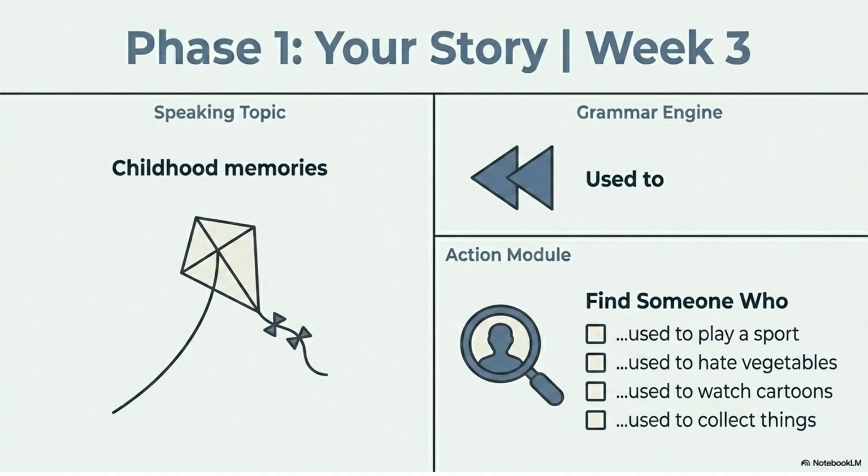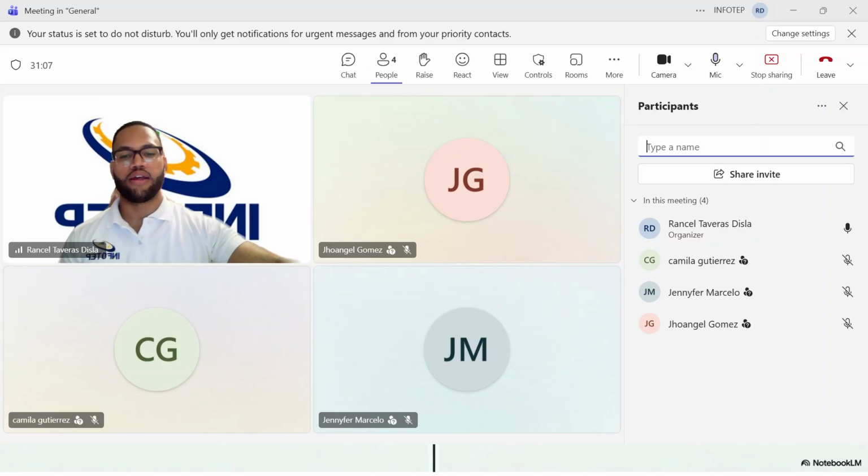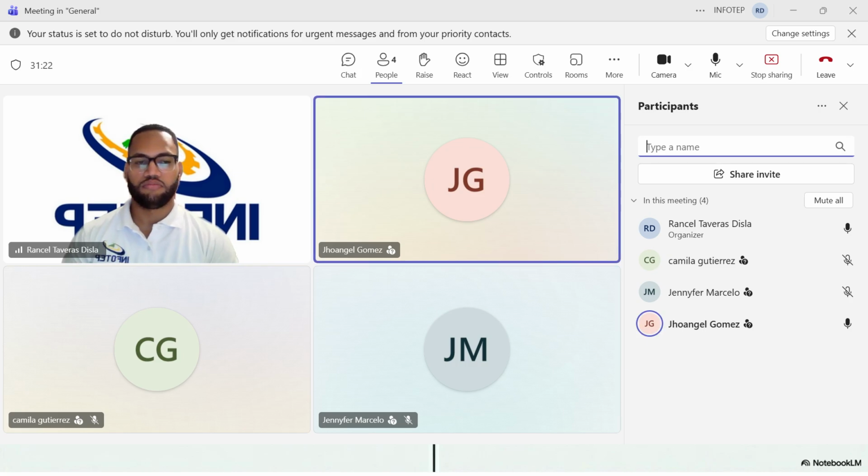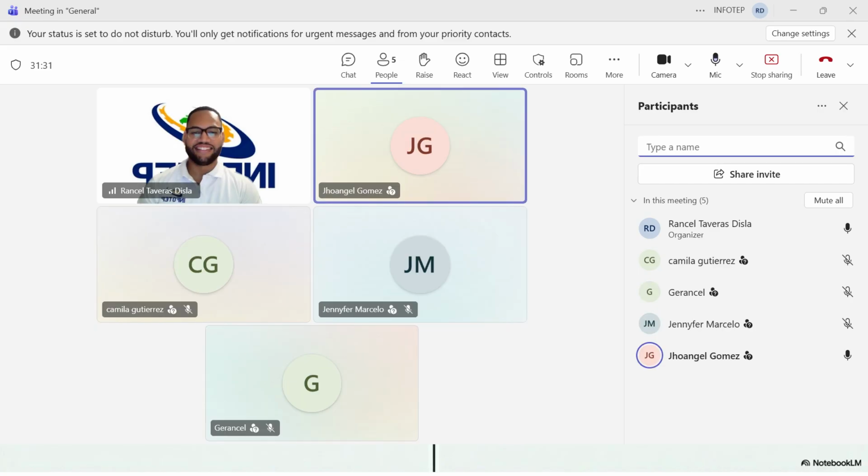Okay, so I'm going to start with Joangel again. Tell me, Joangel, tell me 5 things you used to do when you were a child. Right now, I don't have an example, and leave me for the end. That's not fair, Joangel. That's not fair, but I will ask another person. Camila Gutierrez, could you please share with us 5 things you used to do when you were younger?